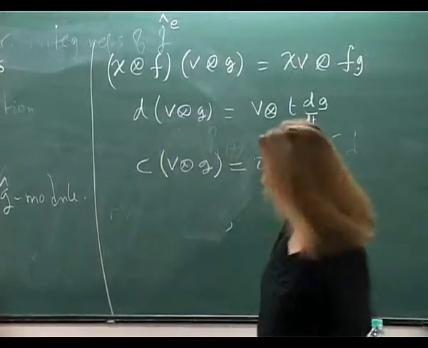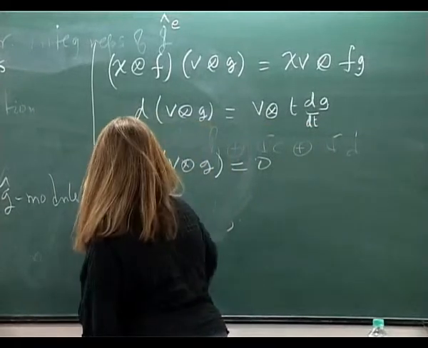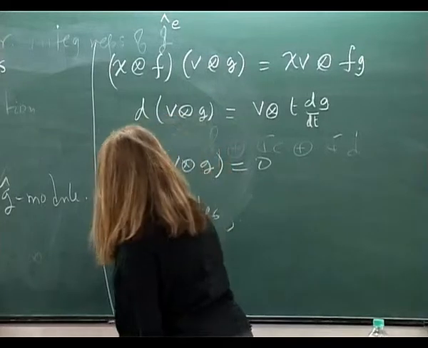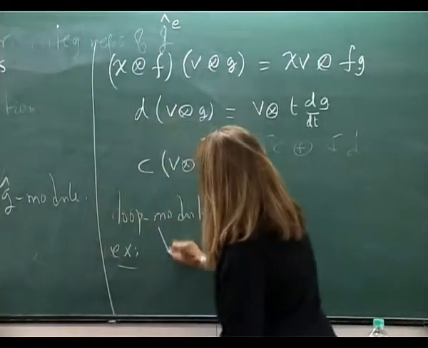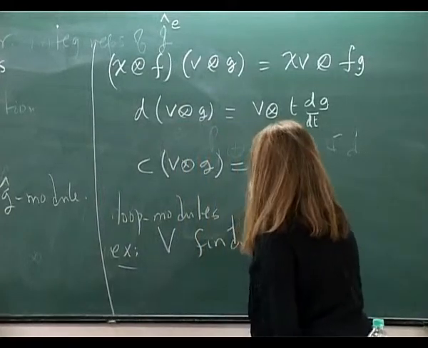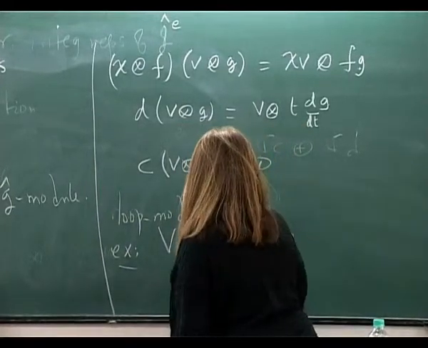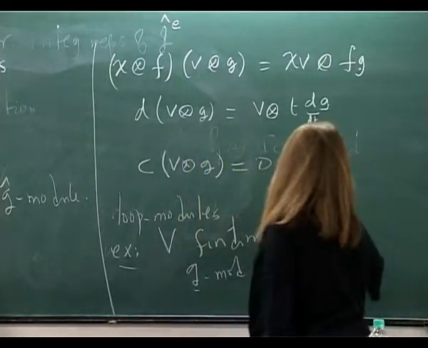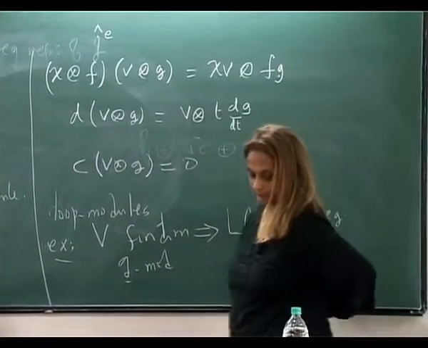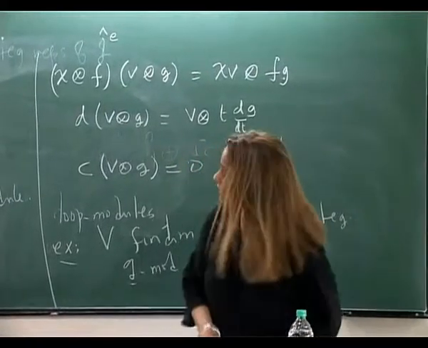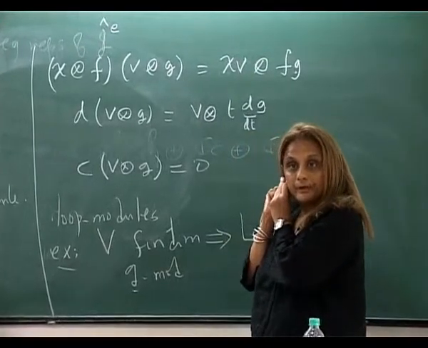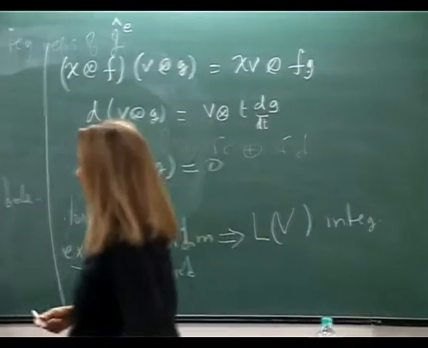So these are called loop modules. And here's a trivial exercise. If V is a finite dimensional G module, then that implies that L of V is integrable. Okay. So I now know how to produce lots of examples of integrable modules, right? Because I have one for every G module.